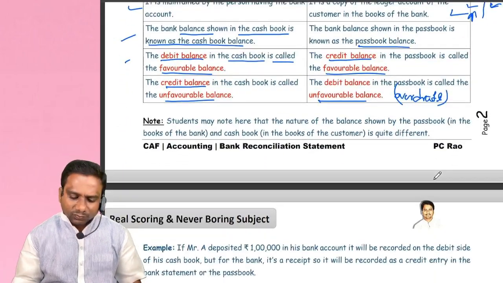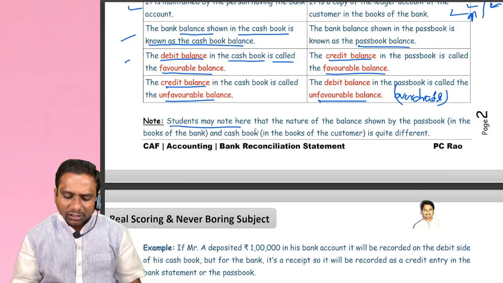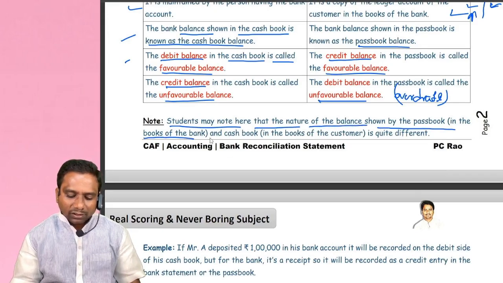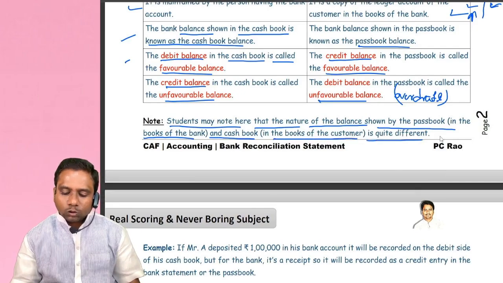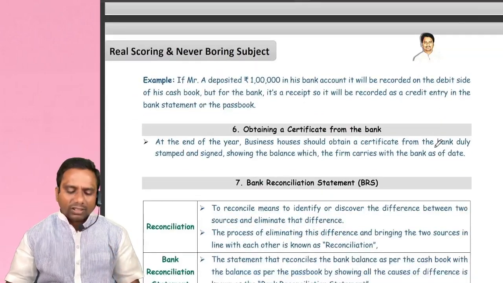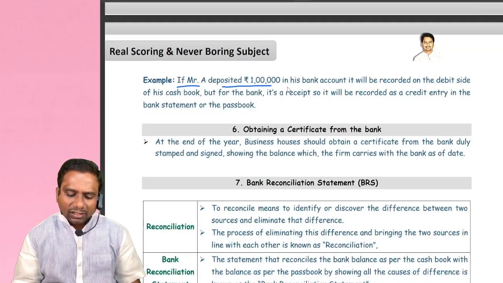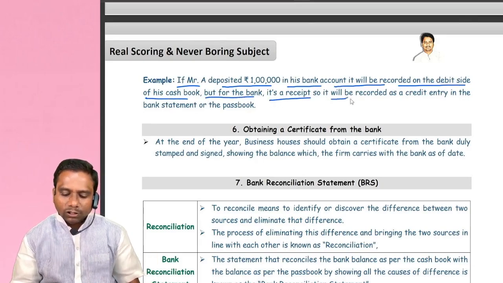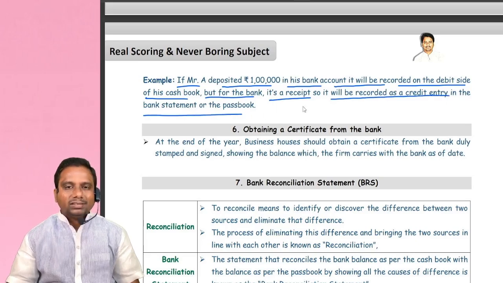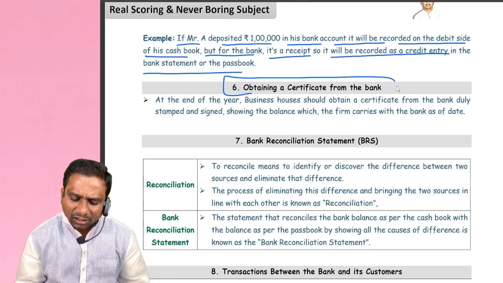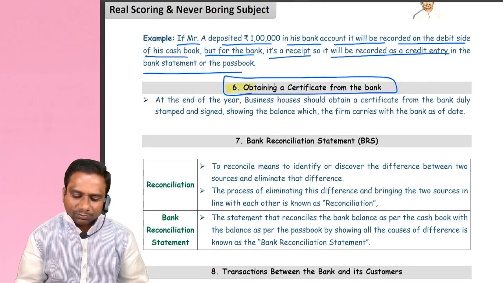Next, a note point. Students may note here that the nature of balance shown by the passbook in the books of the bank and the cash book in the books of the customer is quite different. Always it is quite different. For example, if Mr. A deposited 1 lakh in his bank account, it will be recorded on the debit side of his cash book, but for the bank it is a receipt, so it will be recorded as a credit entry in the bank statement or passbook.